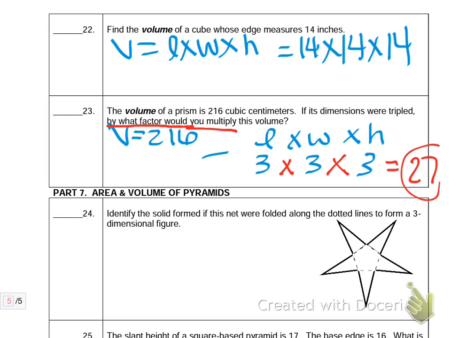Number 24. Identify the solid formed if its net were folded along the dotted lines to form a three-dimensional figure. So mostly when it has these points coming out, it's usually going to be a pyramid. And then to figure out the base of it, you are counting. Let's make that better. You're counting how many edges I have right here. And I have 5, so.